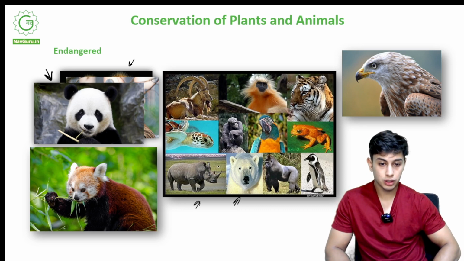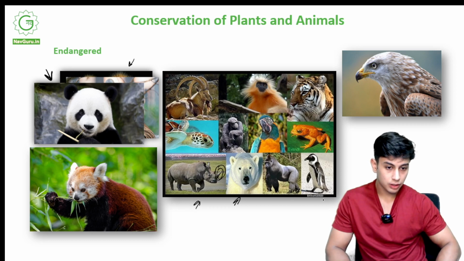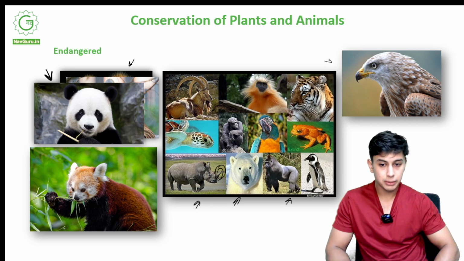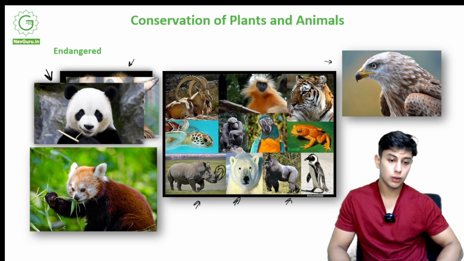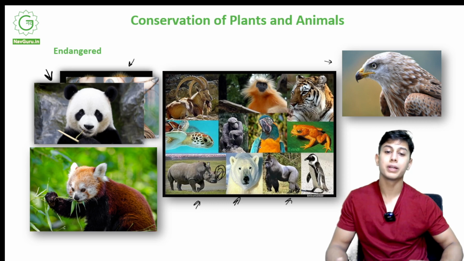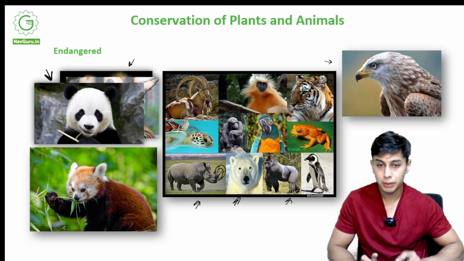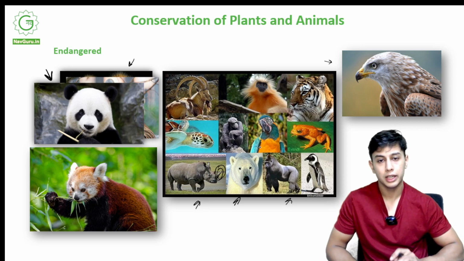Rhinos were hunted for their horns. All right, rhinos are losing habitat. Gorillas, all right, parrots, eagles, some eagles. Okay, these are all losing their habitat and have become endangered. Endangered means they have come down to a very small number in population.